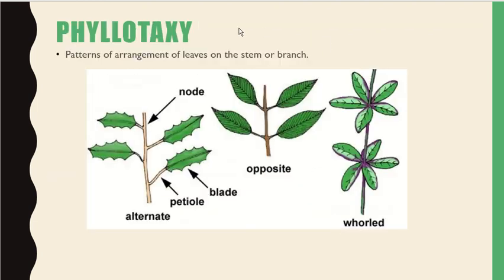Now what is phyllotaxy? Phyllotaxy is basically the pattern of arrangement of leaves on the stem or branch. So basically they may be alternate. Here you can see the leaves are alternately arranged, and the next is opposite. Here the leaves are opposite to each other. The third one is whorled. You can see these are whorled, or growing in clusters.